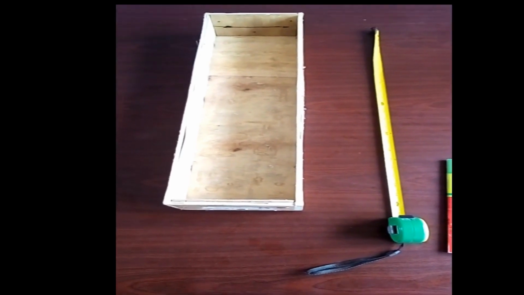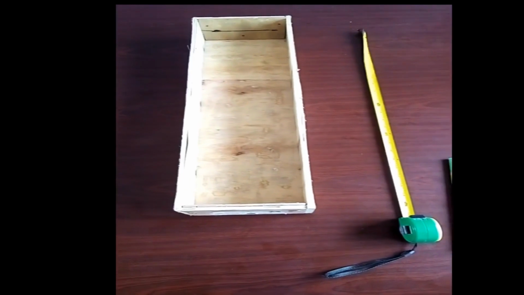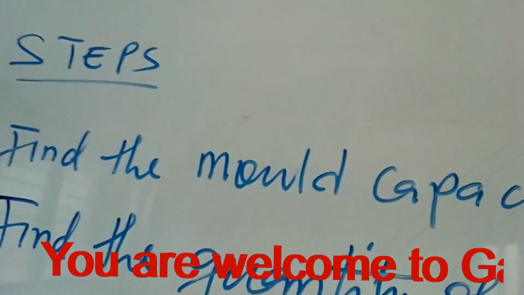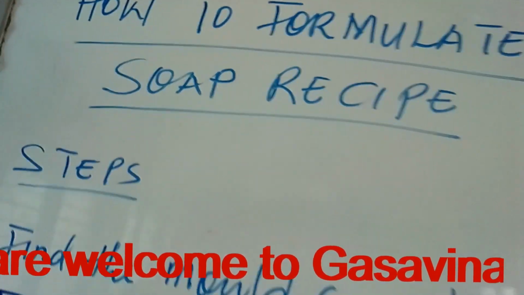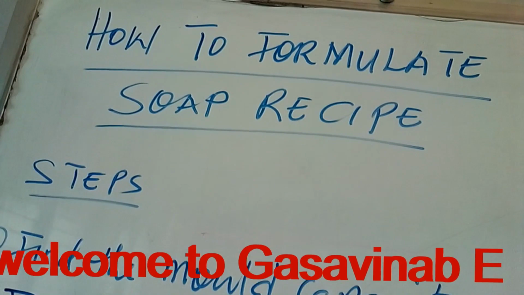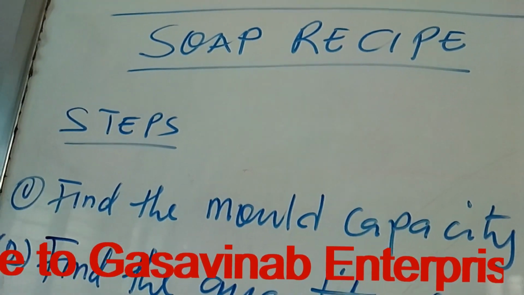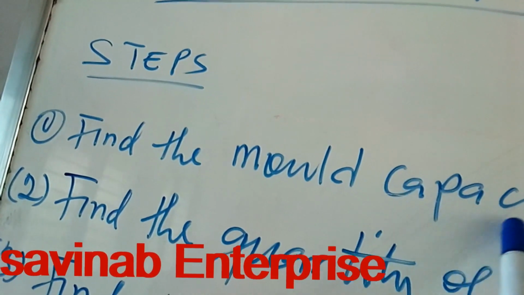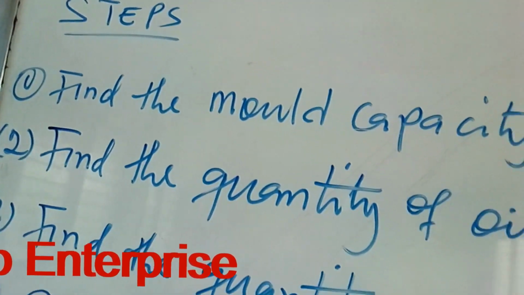Today, I want to take us through how we can formulate a good soap recipe. The steps involved in formulating a good soap recipe are: one, you have to find the capacity of our mold, in other words, the volume.